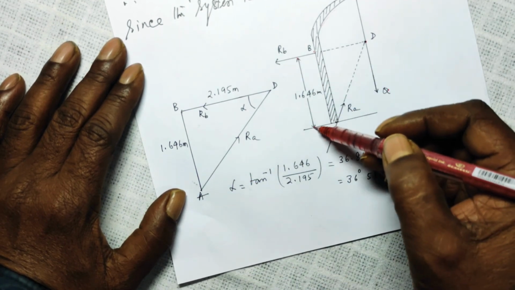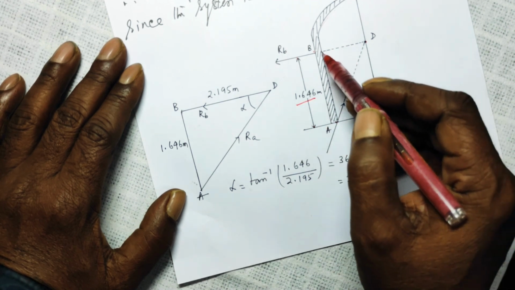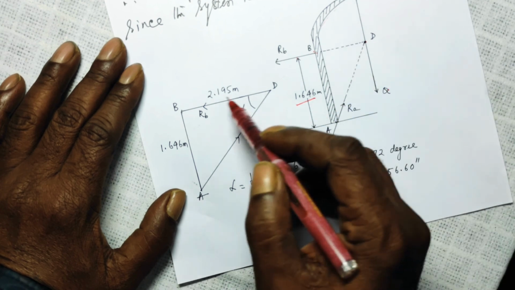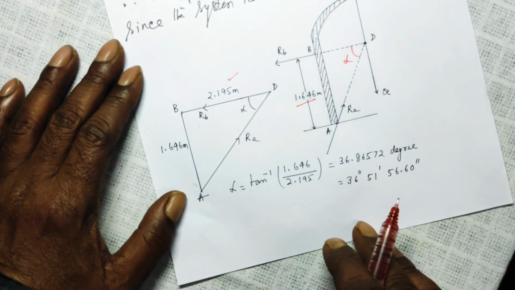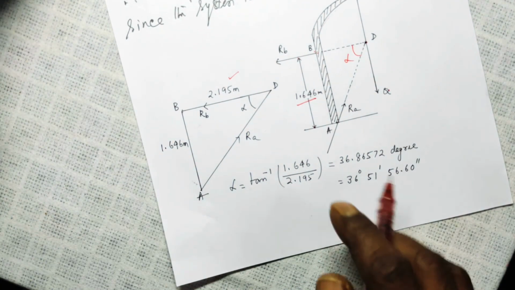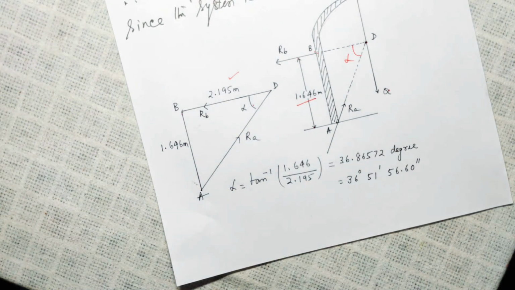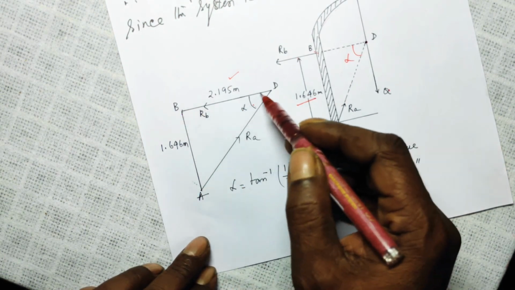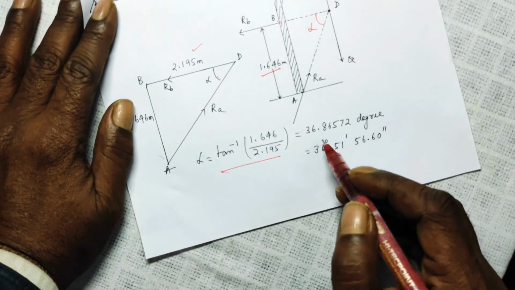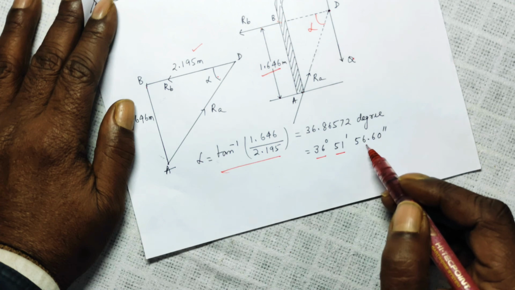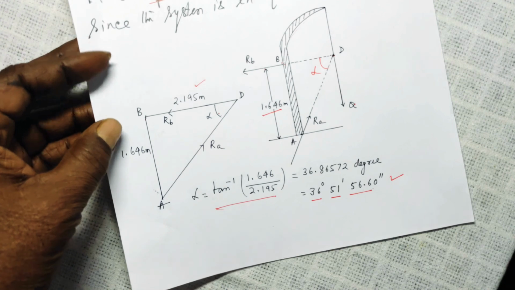And this distance from here to here is given as 1.646 meter, and this distance from here to here is also known as 2.195 meter. So let this angle be alpha, which I have shown here. Since this side is known and this side is known, by taking tan alpha, you can find alpha. Tan alpha will be perpendicular over base. In a scientific calculator, this comes out to be 36 degree, 51 minute, 56.60 seconds of arc. So alpha is found out.